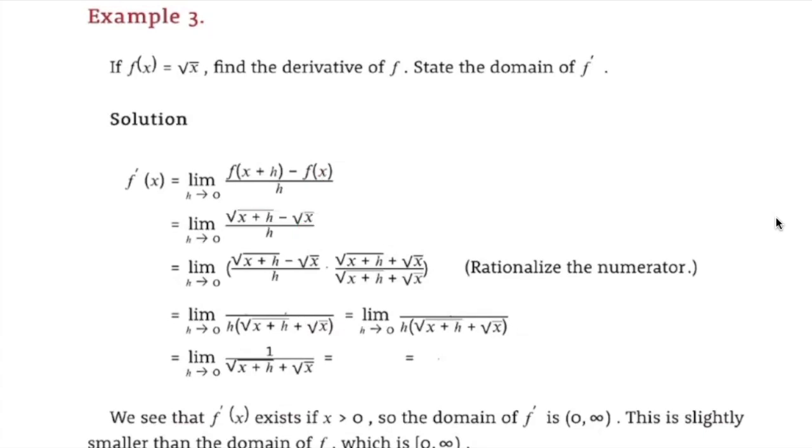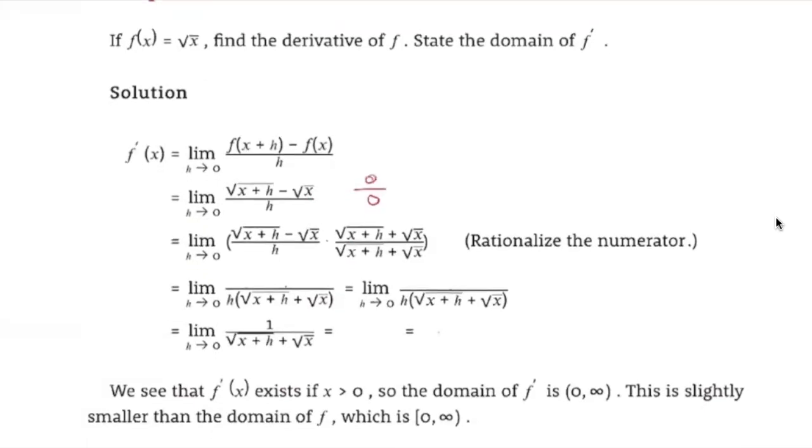Now, notice that if we substitute h to be 0 here, you're going to get an indeterminate form of 0 over 0, which is indeterminate. So one way to get out of this indeterminate form, we talked about that, was to rationalize it. Okay. So to rationalize it, we're going to multiply by the conjugate of this up and down. Which will be this plus square root of x. We multiply this up and down.